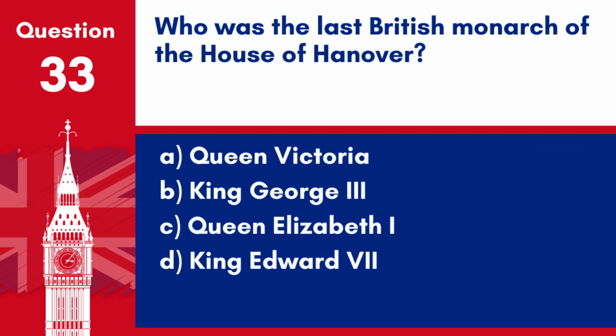Question 33. Who was the last British monarch of the House of Hanover? A. Queen Victoria. B. King George III. C. Queen Elizabeth I. D. King Edward VII. Answer A. Queen Victoria. Queen Victoria was the last monarch of the House of Hanover. Her son Edward VII belonged to the House of Saxe-Coburg and Gotha.